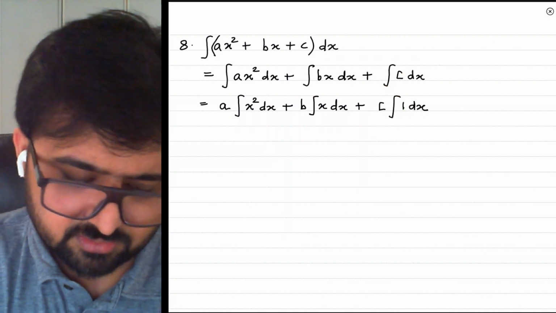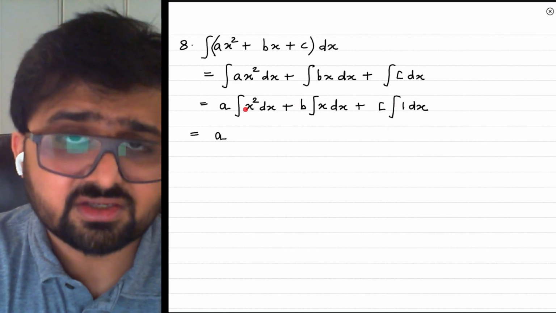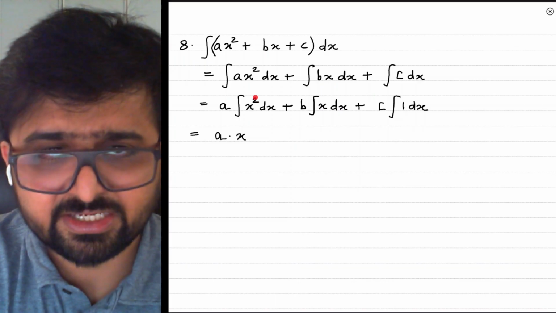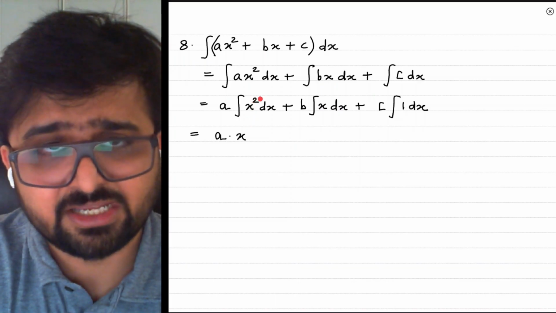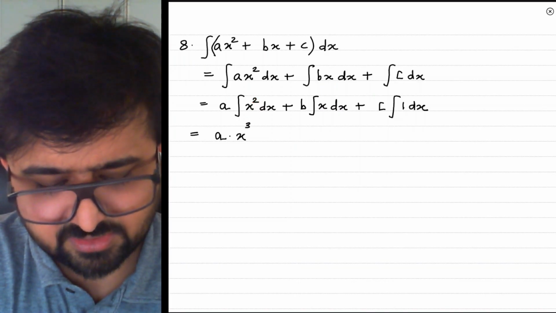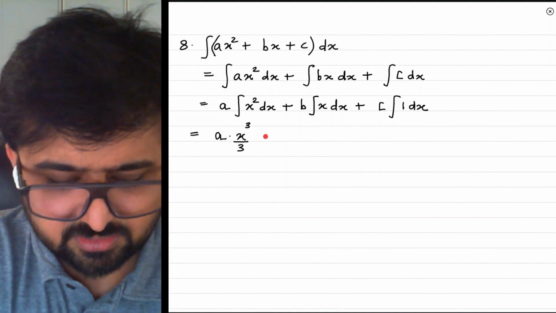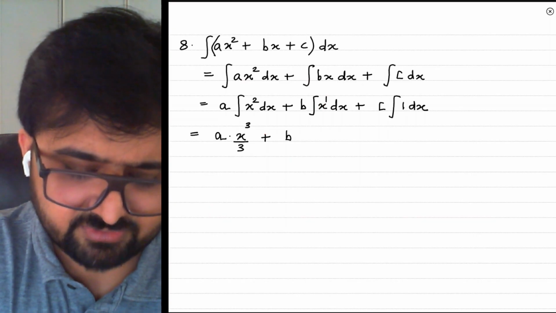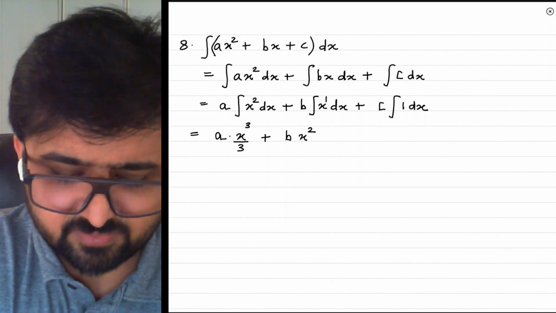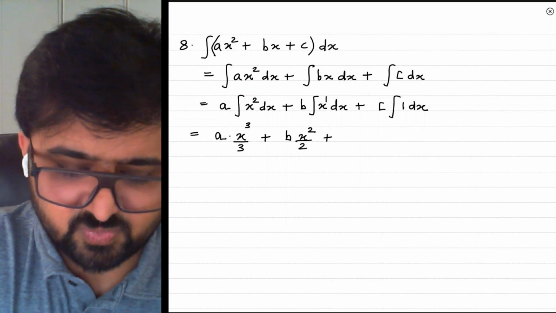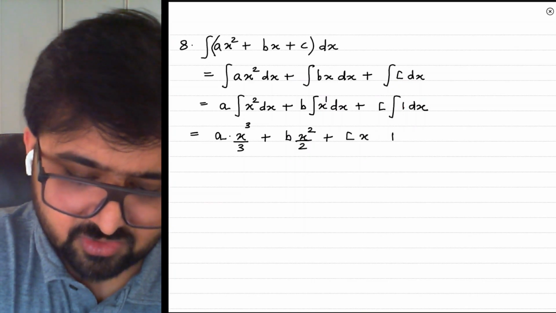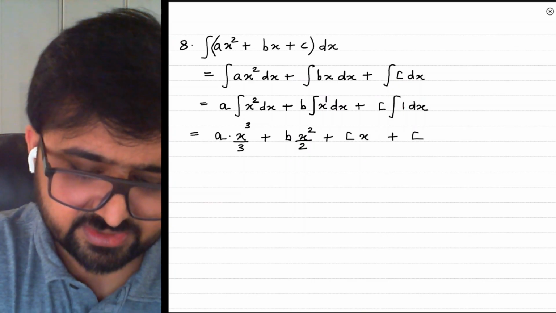Okay. Now you get a integral of x squared. We can just use x to the power n integrates to x to the power n plus 1 over n plus 1, which is x cubed over 3, plus b. This x is like x to the power 1, so the integral is x squared by 2, plus c. Now integral of 1 is x. Add a constant term since you are done integrating.